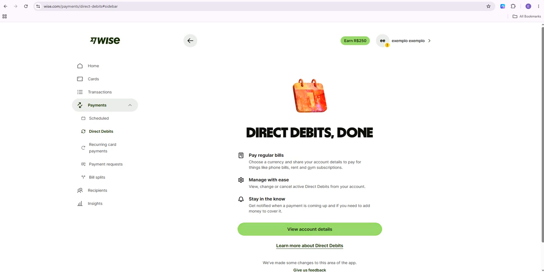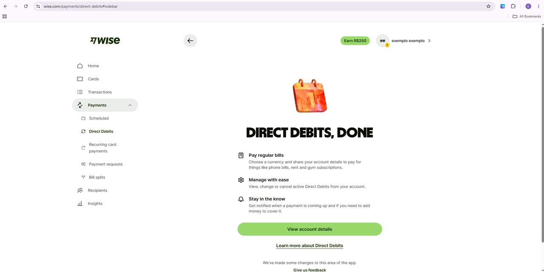direct debit. Follow their setup process and authorize the direct debit when requested. After that, wait for the company to confirm the direct debit setup. Depending on the merchant and your region, this verification process may take a short amount of time.